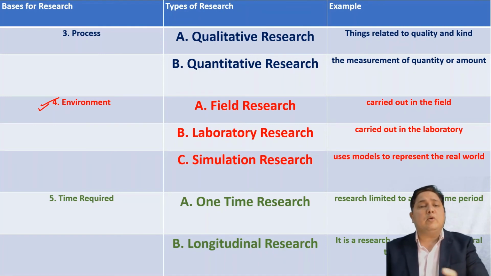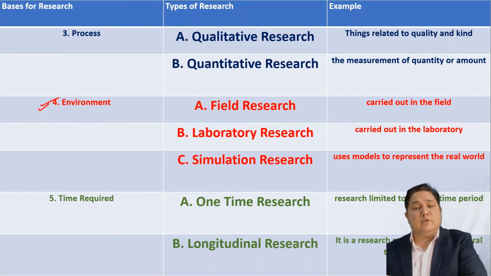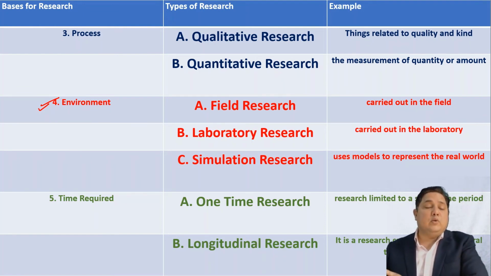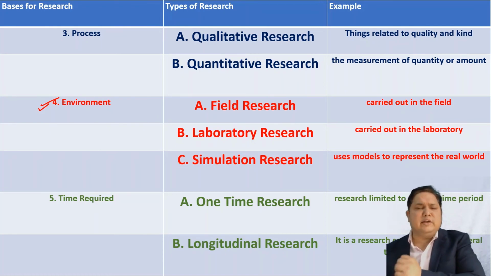When we are talking about the second environment, it is laboratory research, where natural science is more concerned. It is carried out in laboratories, where we are controlling some variables like temperature, sometimes the lighting and various things. So laboratory research is mostly used in the natural sciences.